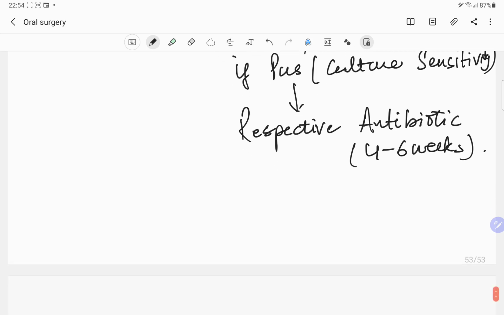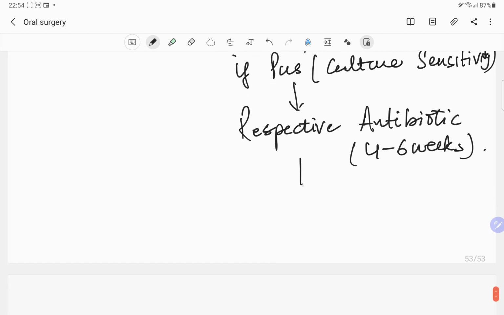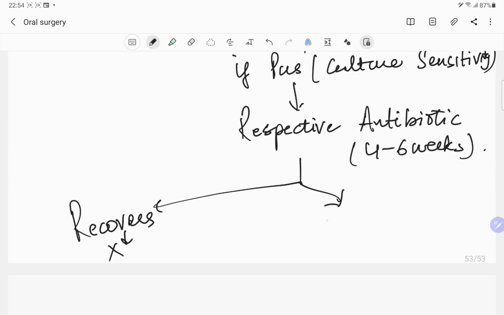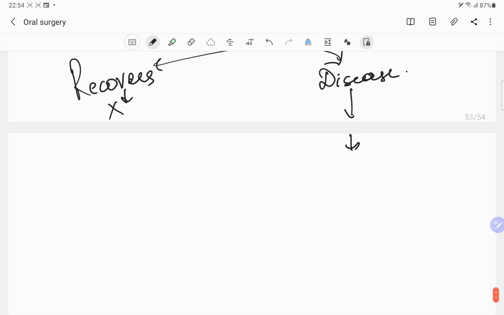Now, here we have two situations. One, if the patient recovers, then we don't have to go for any treatment. If the patient still has the disease, then it proceeds to the chronic phase. So then we have to treat surgically.